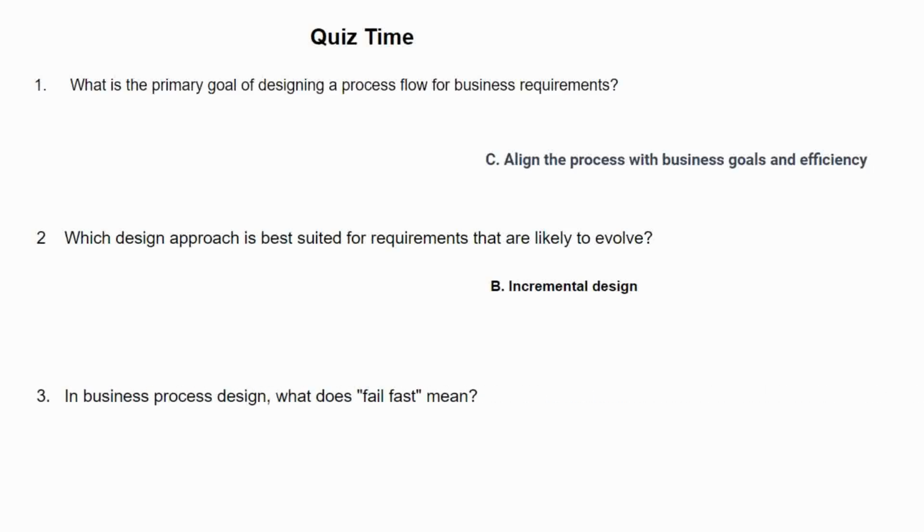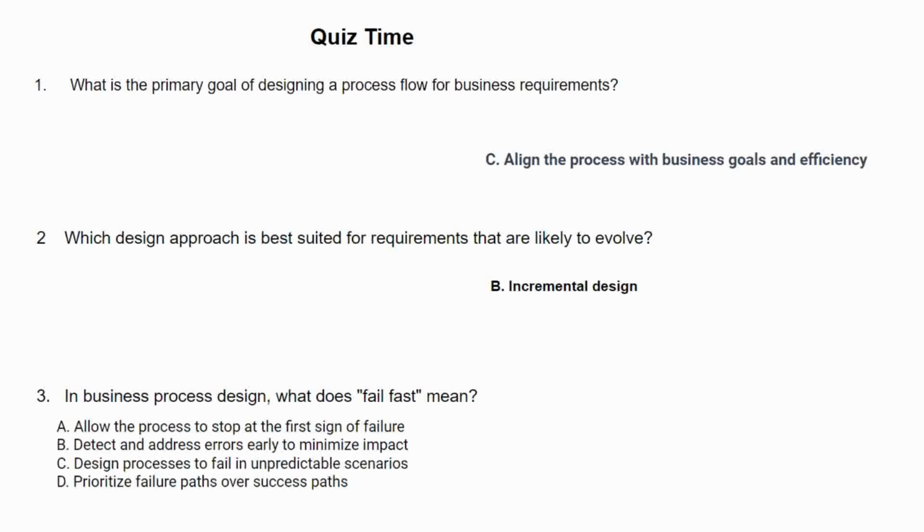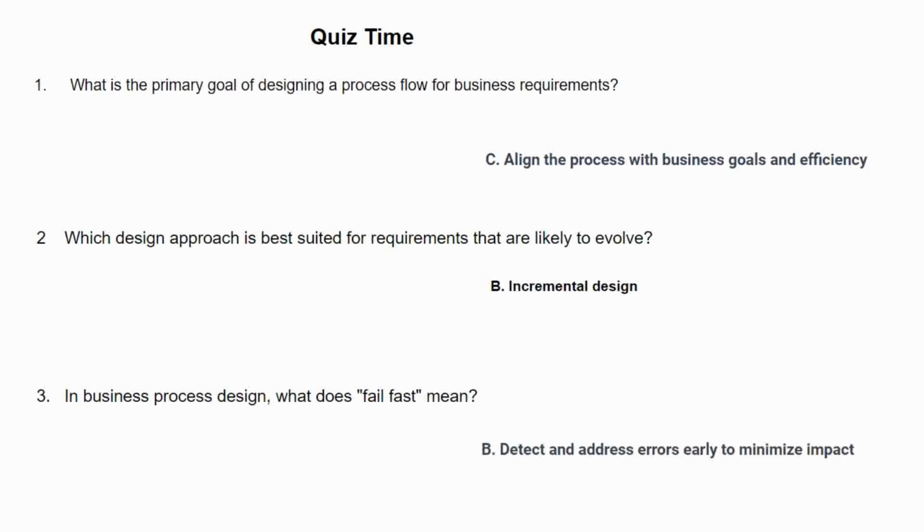The last question is: in business process design, what does fail fast mean? First, allow the process to stop at the first sign of failure. Second, detect and address errors early to minimize the impact. Third, design processes to fail in unpredictable scenarios. Fourth, prioritize failure paths over success paths. It's straightforward and also a little bit logical with respect to your design. I guess everyone answered this. The answer is to detect and address errors early to minimize the impact.